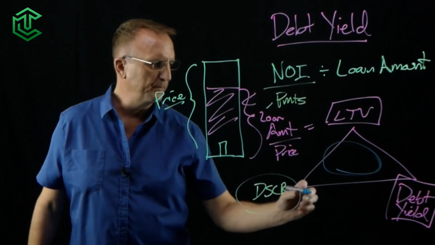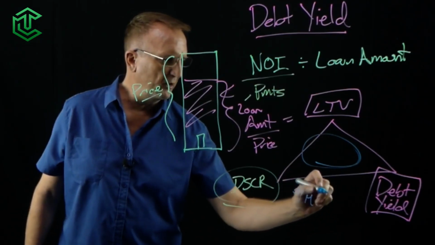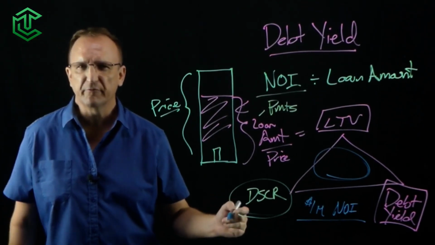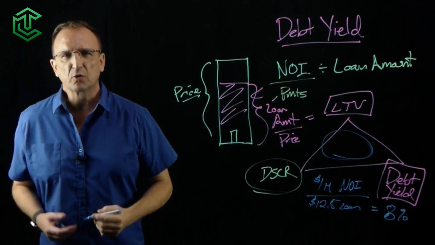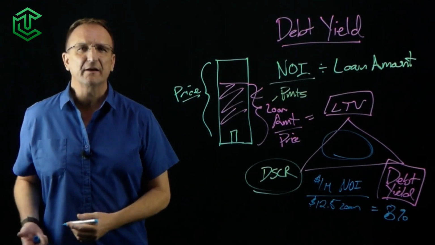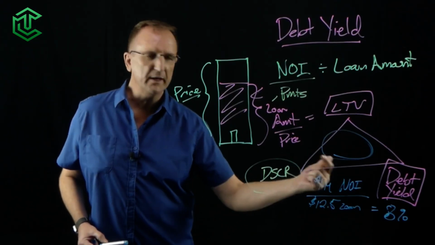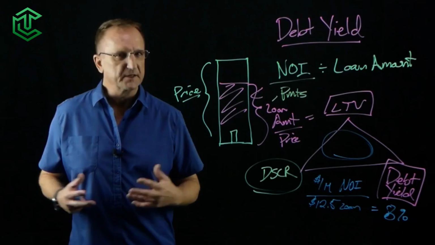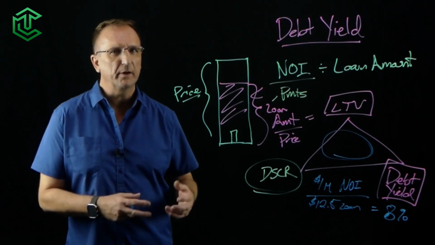I'll give you an example. Let's say the property has $1 million of NOI and you're asking for a $12.5 million loan. Well, that comes out to 8%. If the lender's required minimum debt yield is 8.5%, they're going to lower the loan proceeds so the NOI achieves that yield. It doesn't matter what the rate is. It's just the income on the property divided by the loan amount.